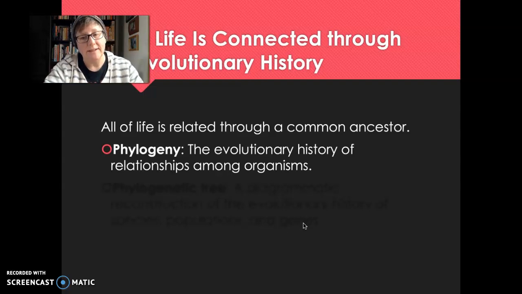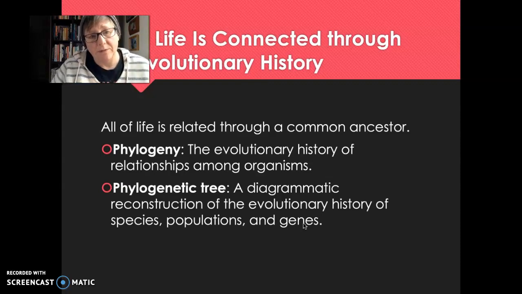So phylogeny is the evolutionary history of the relationships. We sort of instinctively know some of this, like a tree is more related to a bush than it is to a chimpanzee. We have this sense of that. But how do we know how it all lays out? That's the study of phylogeny.